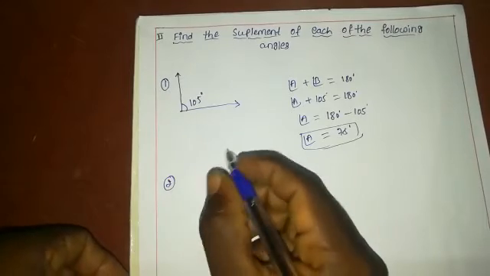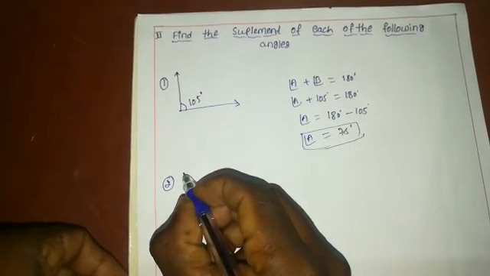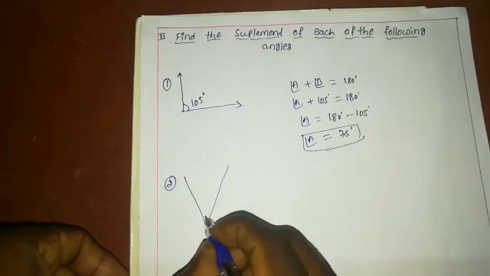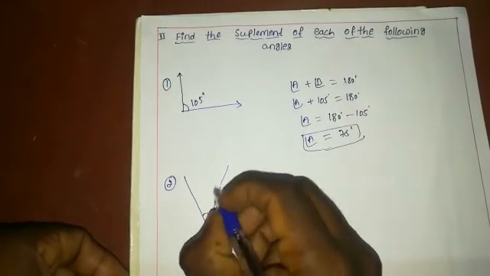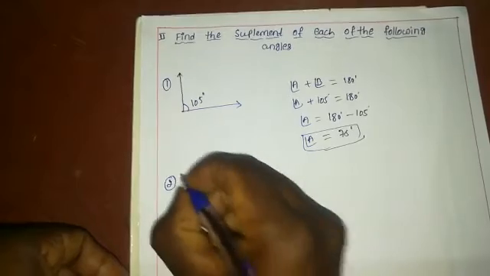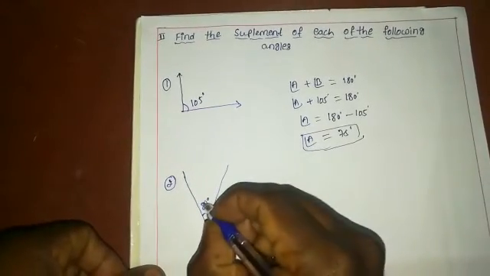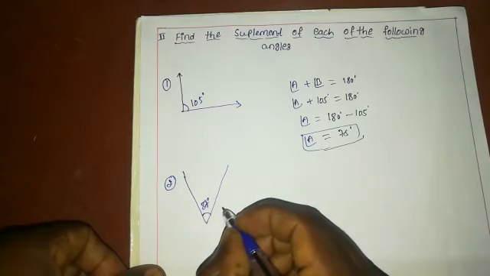Next, the second one. The figure is like this. The measurement of this angle is 87 degrees. Now we have to find the supplement angle for this.